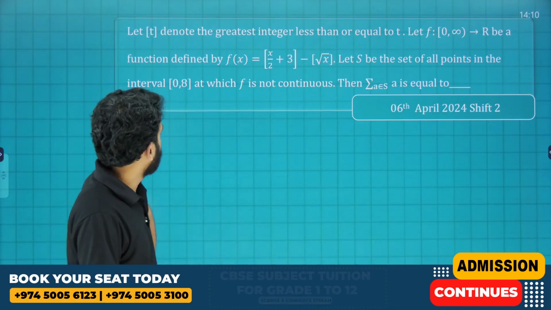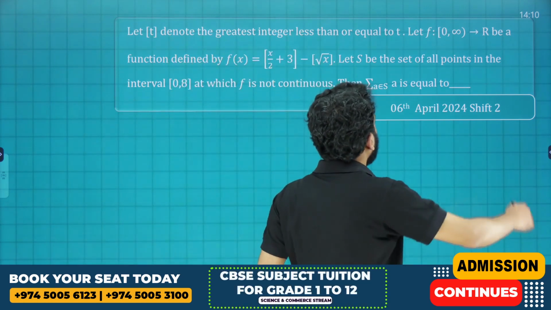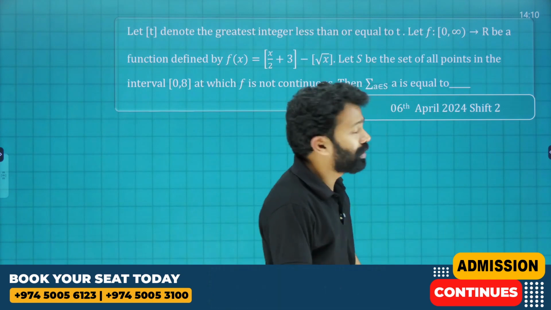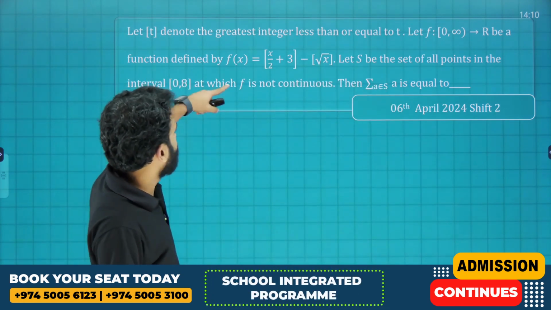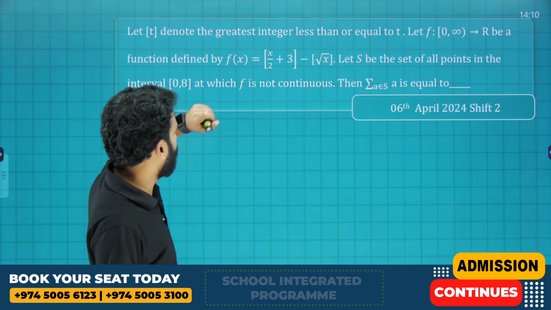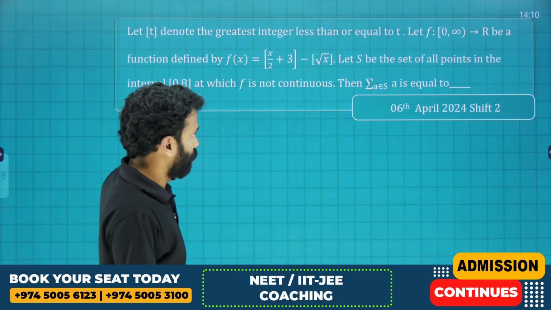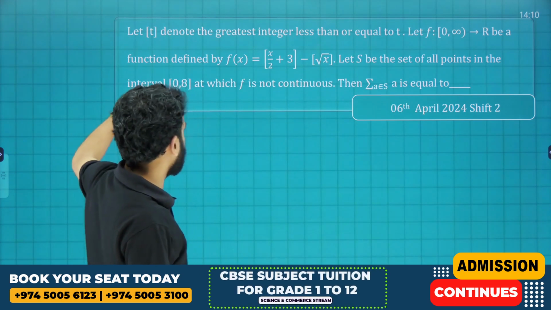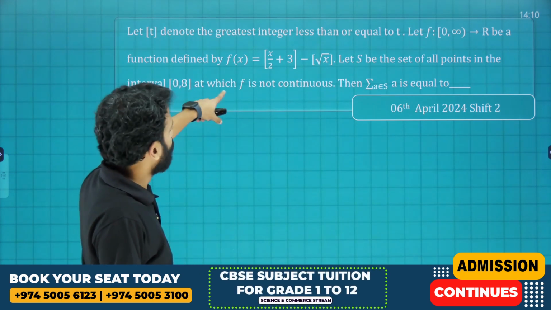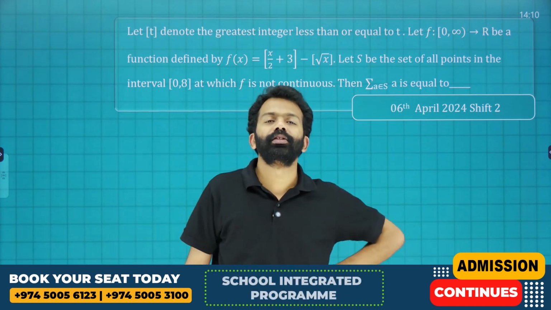Our very next question: the bracket denotes the greatest integer less than or equal to t, and f is defined from the closed interval 0 to infinity to real numbers. The codomain is real numbers and the domain is non-negative real numbers. It is defined by f of x equal to the box of x by 2 plus 3 minus root x. Let s be the set of all points in the closed interval 0 to 8 where f is not continuous. Then you need to find the sum of all of those points.